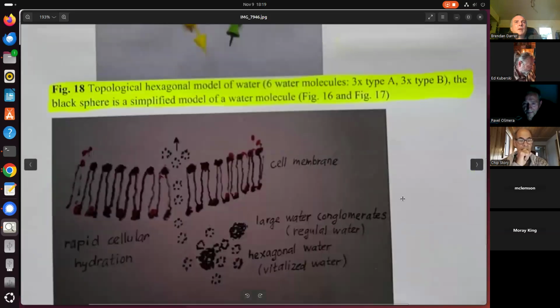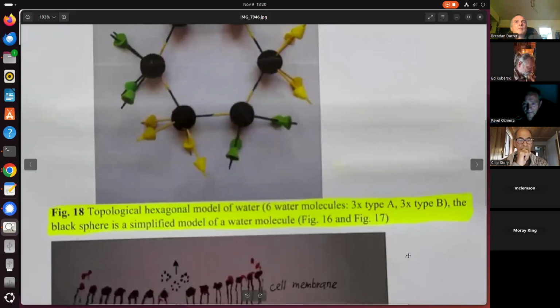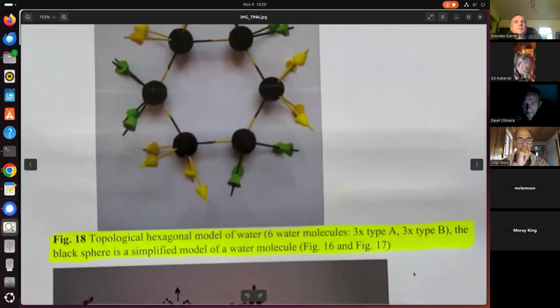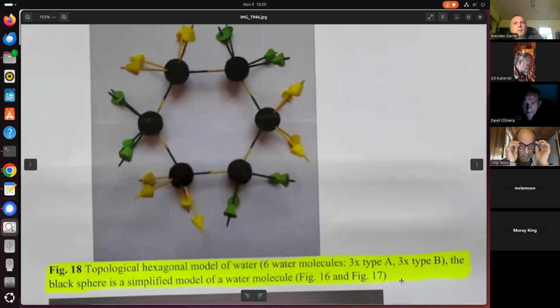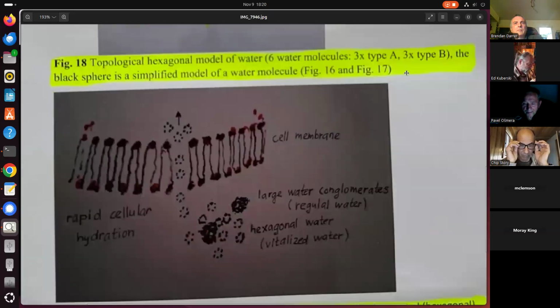Topology hexagonal model of water. 6 water molecules, 3 times type A, 3 times type B, so 3 times rotation in one direction, 3 with rotation in the other direction. The black sphere is a simplified model of a water molecule, figure 16 and 17. So there's the black in there.